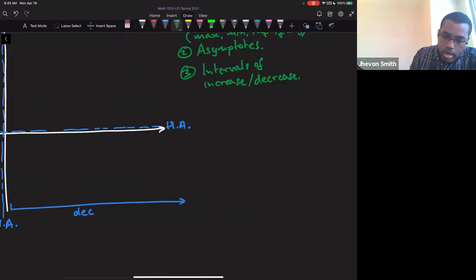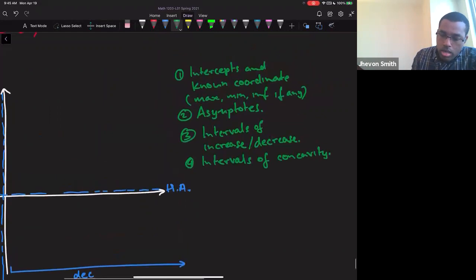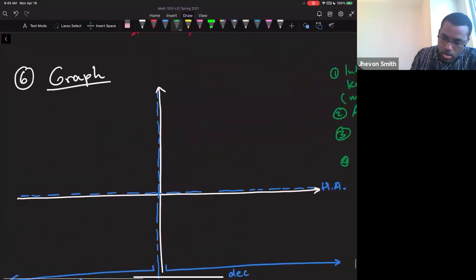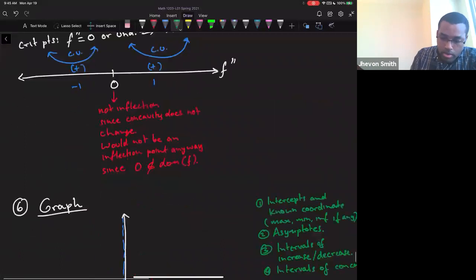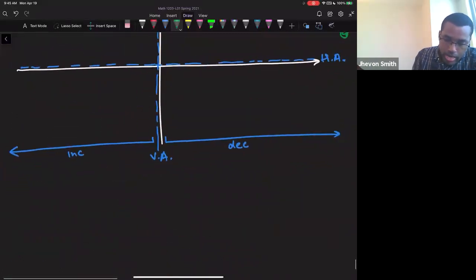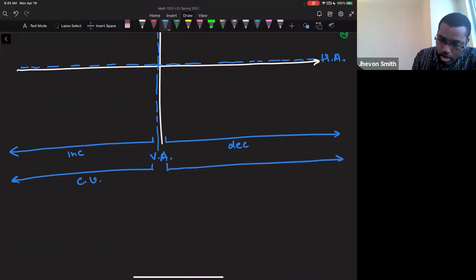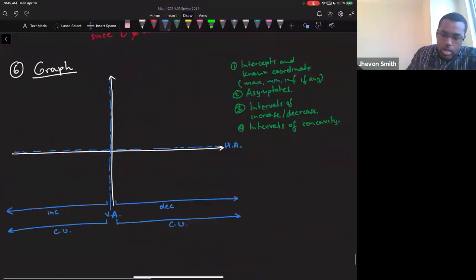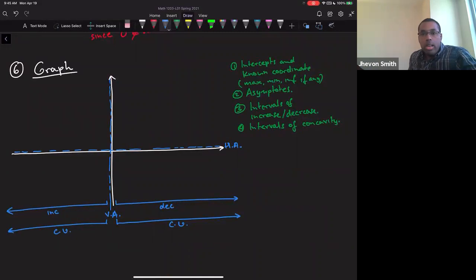Next, I would put in intervals of concavity. So now I know I'm concave up in both situations. So I will add those here as well. So from here forward, I am concave up. And from here going that way, I am concave up. So now notice that all the information that we have is now on the graph.